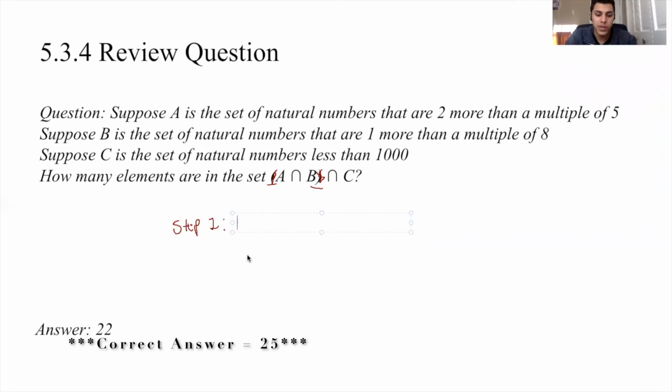Our step 1 is always to find the lowest number in the intersection set of A and B. Now I wrote A and B here because in this question, sets A and B are the ones with those weird rules. But really step 1 is the lowest number in the intersection set of the 2 sets with the weird multiple rules. And in this case, that's sets A and B because they have the 2 more than a multiple of 5 and 1 more than a multiple of 8. So we need to find the lowest number in the intersection set of those 2.